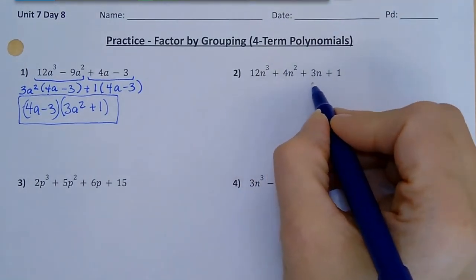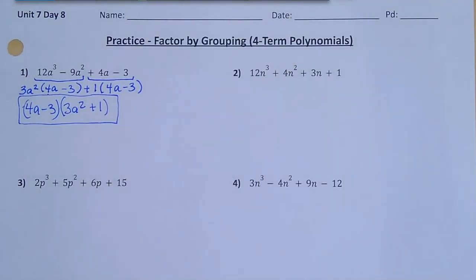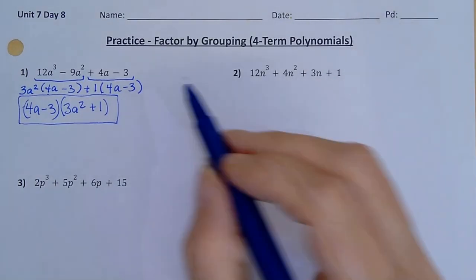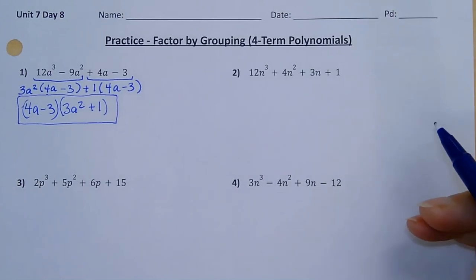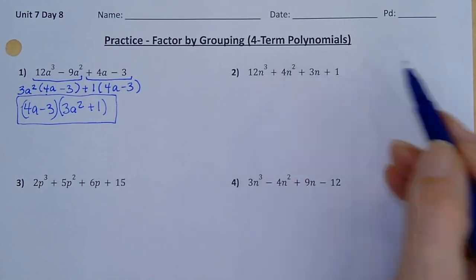12n cubed plus 4n squared plus 3n plus 1. So you always still want to look and see if there's a greatest common factor to pull out first. I should have said that with the last one and I didn't. You always want to keep that in mind. But here I don't see any greatest common factor I can pull. I can't combine any terms.